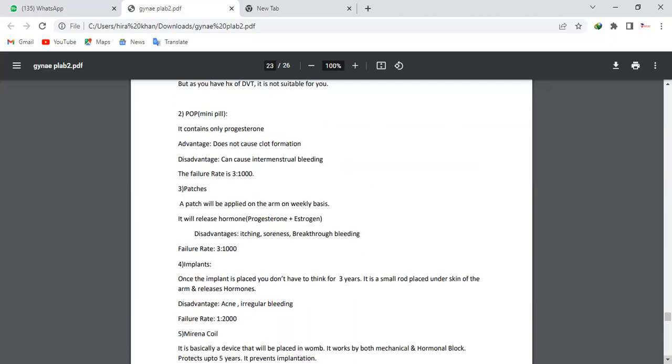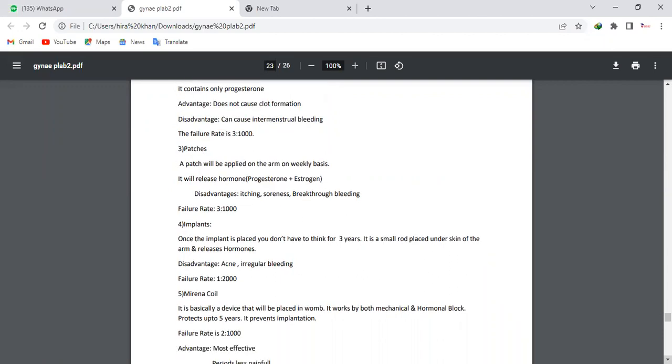Now the next option is the patch. A patch will be applied on the arm on a weekly basis, and it will release the hormones into your blood. The good point is, once you place the patch, you don't need to take any medicine. But the bad thing is it can cause itching and soreness at the site of the patch, and also it can cause breakthrough bleeding. Okay, and the failure rate is 3 in 1000.